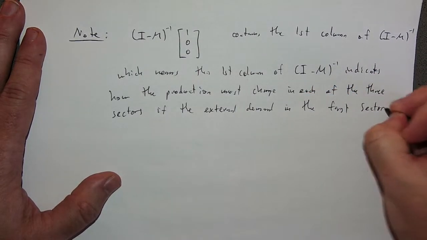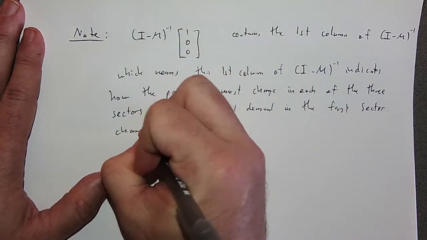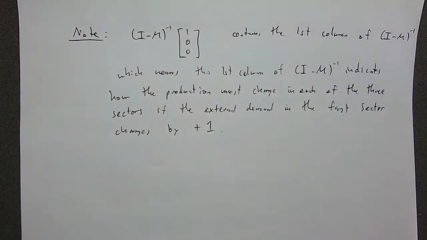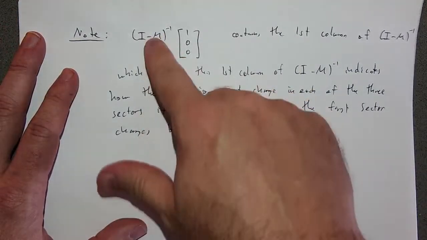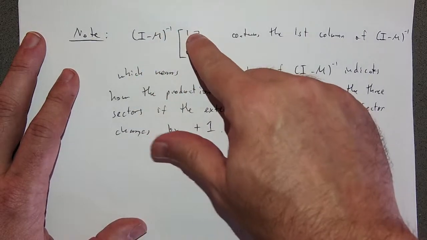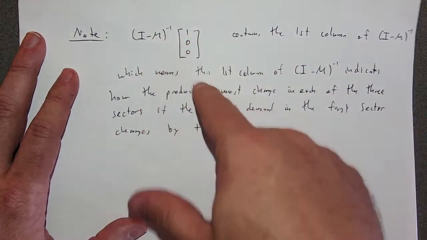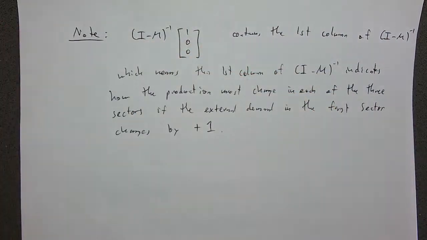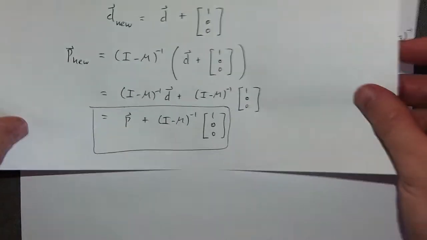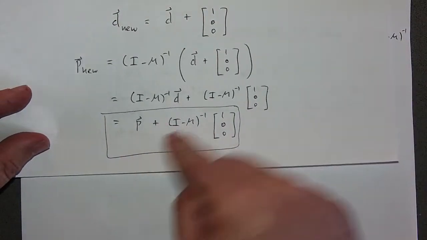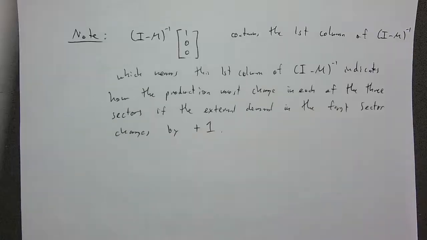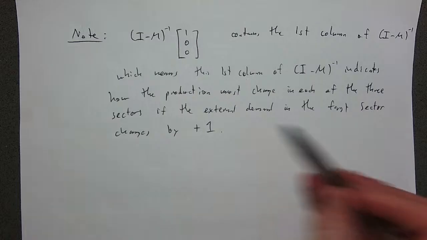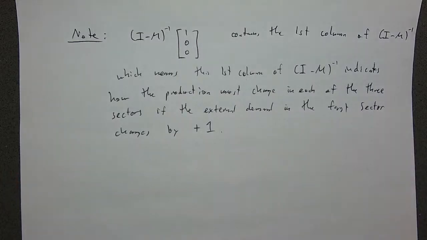That is for the first sector's product. Again, why is this? I get the whole first column, whatever the first column of (I minus M) inverse is, because this vector is picking out the entries in the first column. Everything else is getting zeroed out here. So the result of this multiplication is literally just the first column of (I minus M) inverse. And because I'm adding that to my previous production vector, that first column tells me exactly how the production must change in all of the sectors when I increment the external demand in the first sector by +1. Okay.